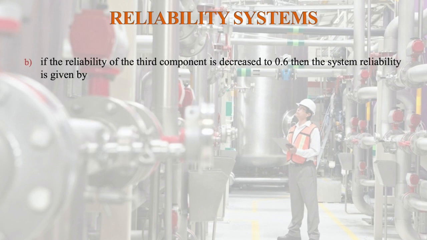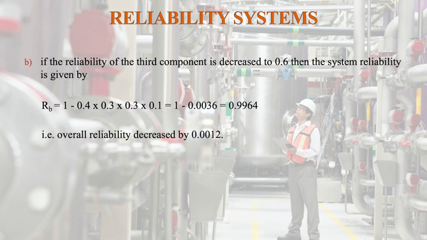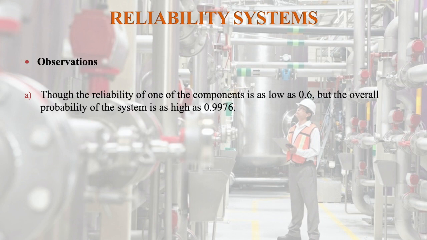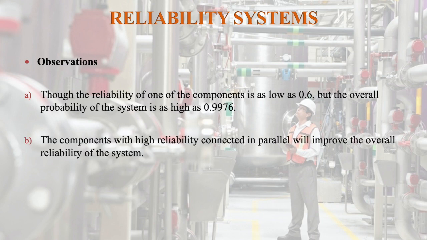If the reliability of the third component is decreased to 0.7, then the system reliability is given by Rs, that is equal to 0.9964. So that is overall reliability decreased by 0.0012. The observations: A. Though the reliability of one of the components is as low as 0.6, the overall reliability of the system is as high as 0.9976. B. The components with high reliability connected in parallel will improve the overall reliability of the system.